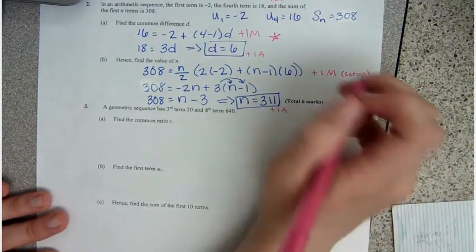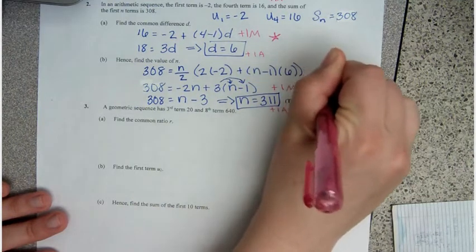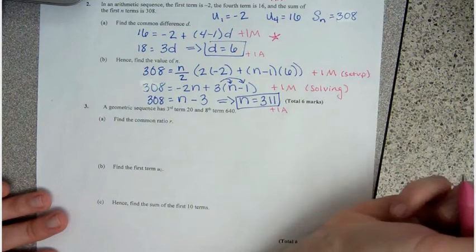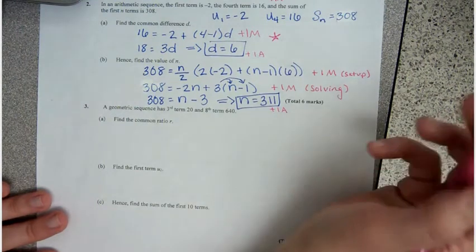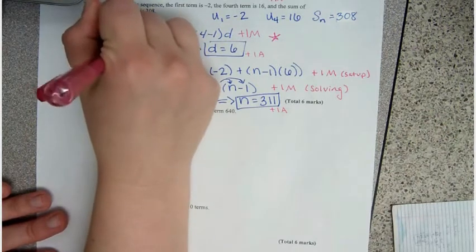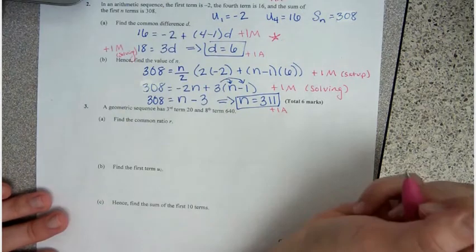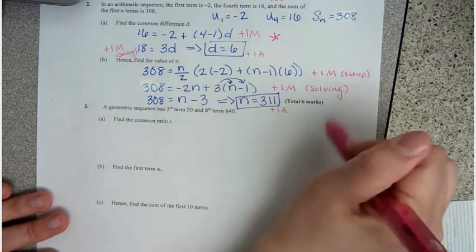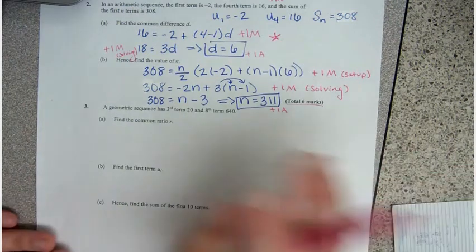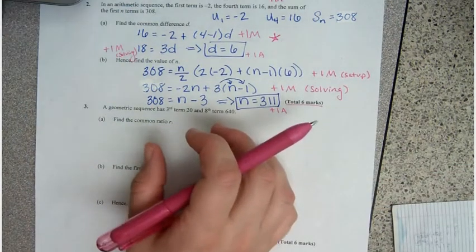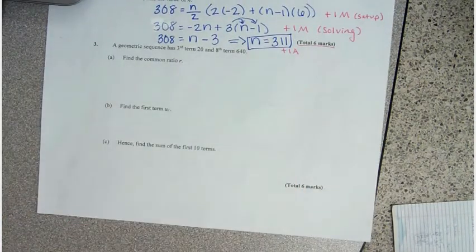And then 1 for your solving. Oh, that's only 3 marks. So +1 here for solving. 3 marks per problem. So 3 marks for A, 3 marks for B, total of 6 marks, because both of those are pretty simple formulas once you get them down. Okay, so that's number 2.